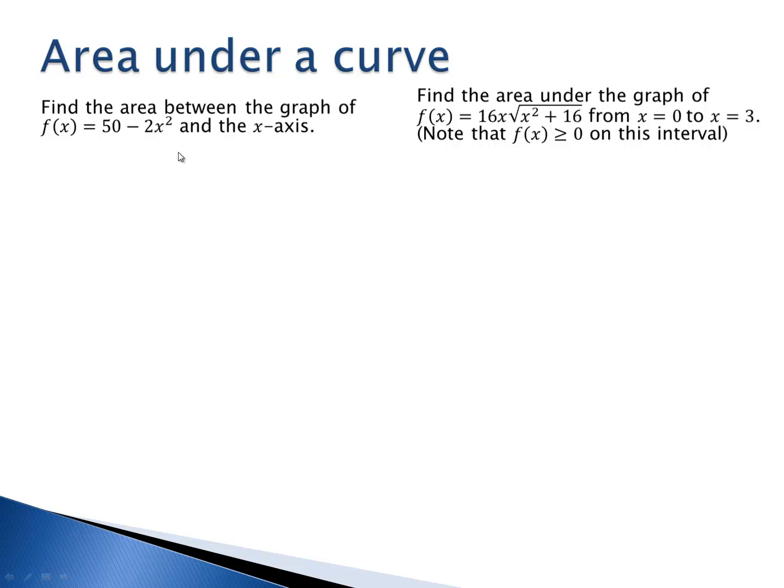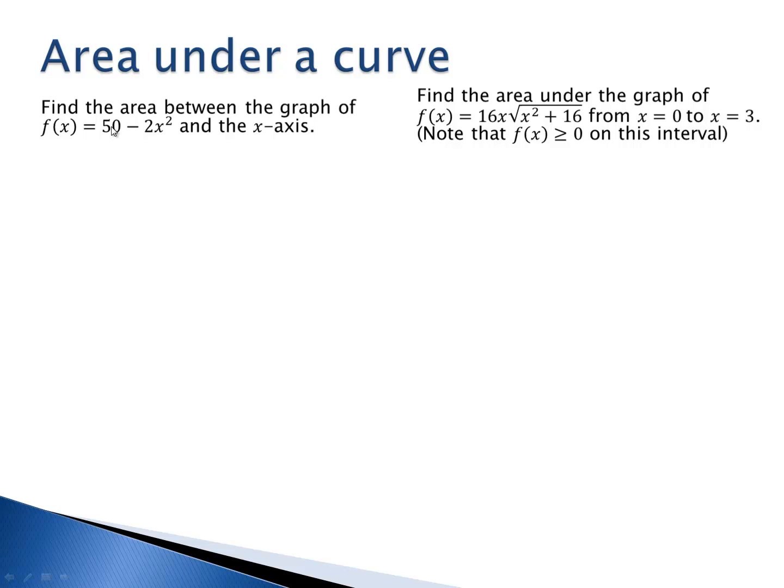Well, if we're looking for between the graph of 50 minus 2x squared and the x-axis, we want to know where that graph touches or crosses the x-axis so that we can figure out what that boundary looks like. If you want to get a little picture in your head first of what that graph might look like, it's going to be a parabola because of the x squared. It's going to be facing downward because of that negative, and then that 50 means it's going to start way up at y equals 50.